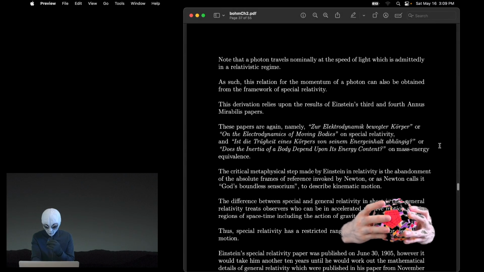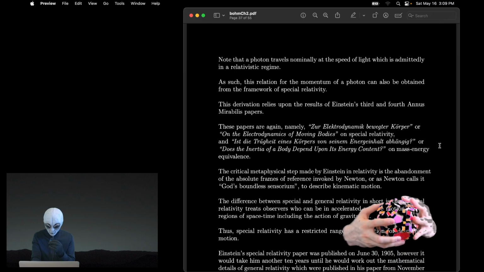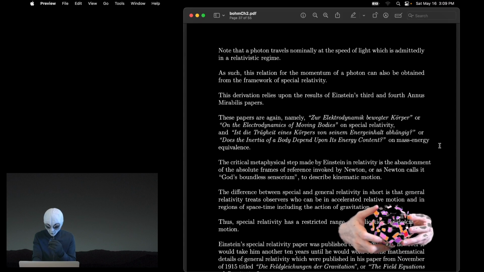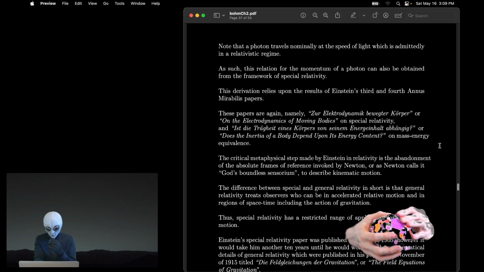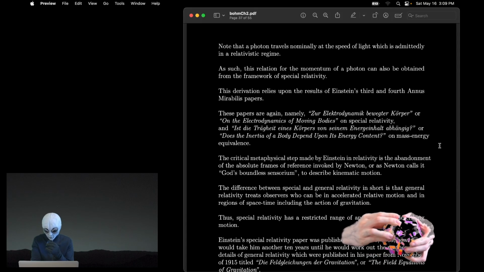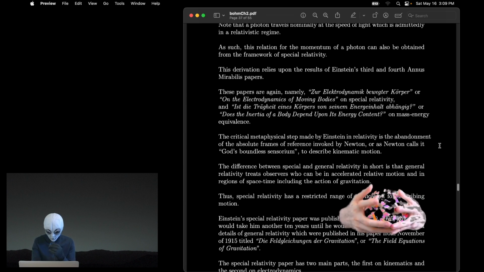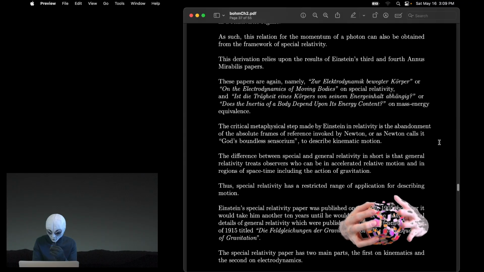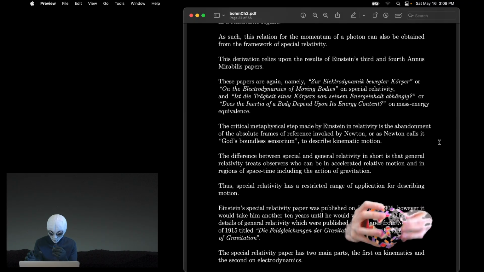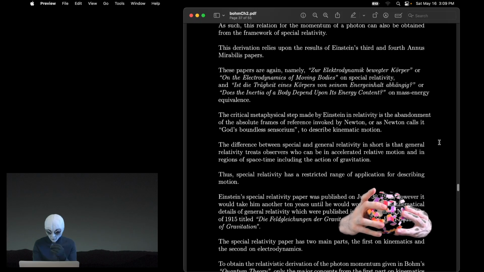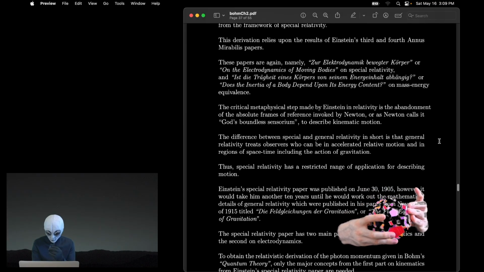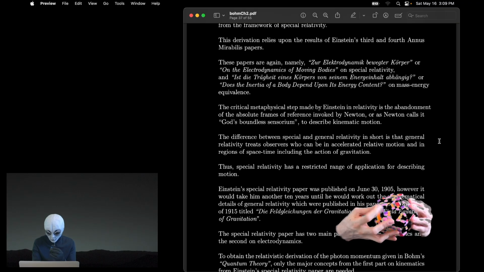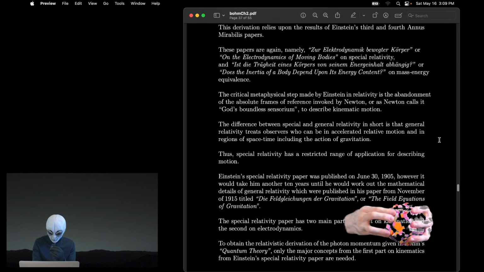Note that a photon travels nominally at the speed of light, which is admittedly in a relativistic regime. As such, this relation for the momentum of a photon can also be obtained from the framework of special relativity. This derivation relies upon the results of Einstein's third and fourth annus mirabilis papers. These papers are, namely, Zur Elektrodynamik bewegter Körper, or On the Electrodynamics of Moving Bodies, on special relativity, and Ist die Trägheit eines Körpers von seinem Energieinhalt abhängig? or Does the Inertia of a Body Depend upon its Energy Content? on mass-energy equivalence.